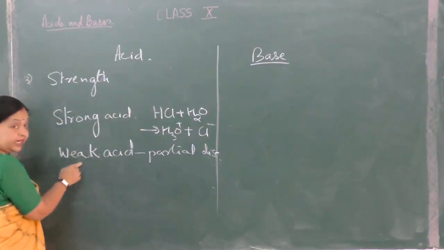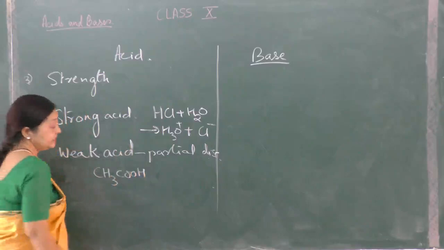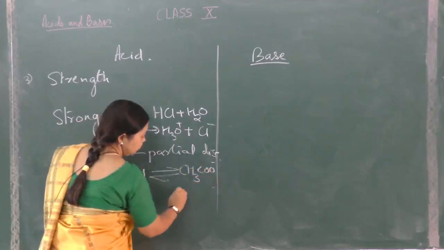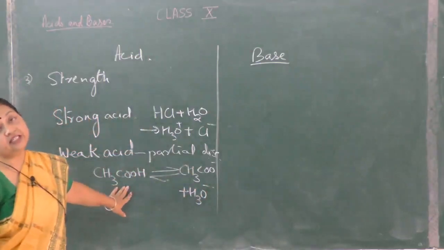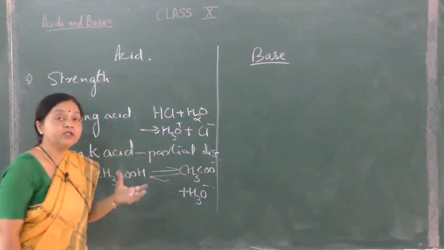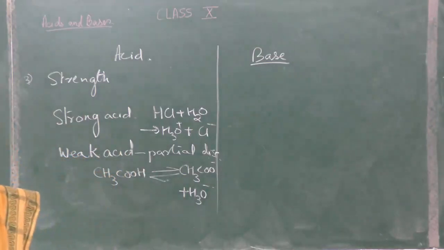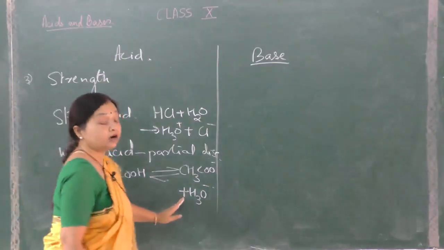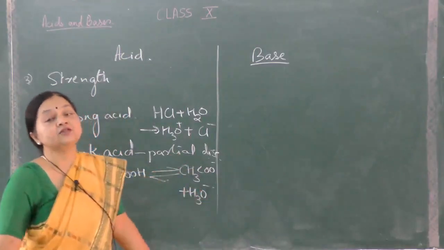I am giving an example of a weak acid. Suppose acetic acid, CH3COOH. Acetic acid will dissociate into acetate ion CH3COO minus and hydronium ion H3O plus. But the degree of dissociation is less, which means only partially this molecule dissociates in the aqueous solution. All molecules will not dissociate into acetate ions and hydrogen ions. So in that case, the concentration of H3O plus ions will be less, and if the concentration of H3O plus ion is less, it is called a weak acid.